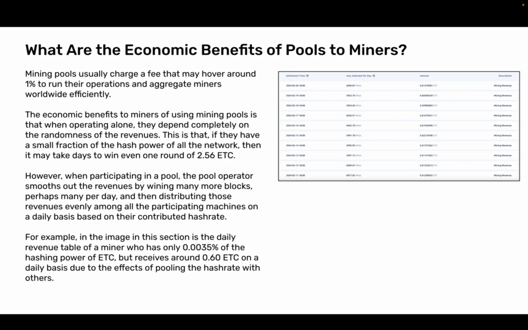For example, in the image in this section is the daily revenue table of a miner who has only 0.0035% of the hashing power of ETC, but receives around 0.60 ETC on a daily basis due to the effects of pooling the hash rate with others.